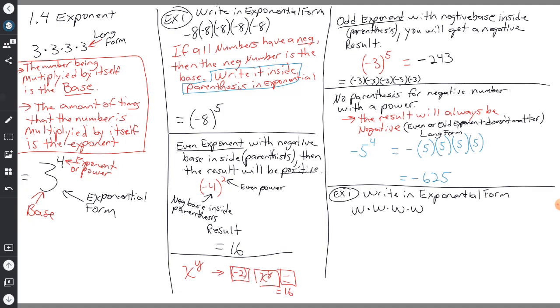Working with variables, the idea is the same. We have w times itself. So our base in this case is what? Is the w. And then the exponent? 4. Right. Okay, great. W to the 4th power. So the same rules apply if we have exponents or not.